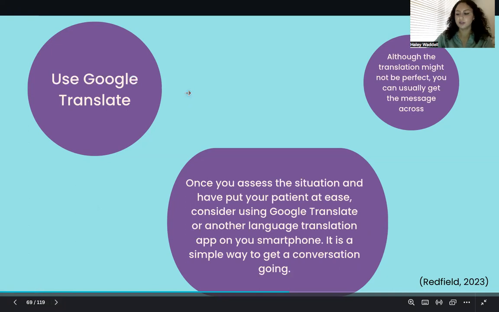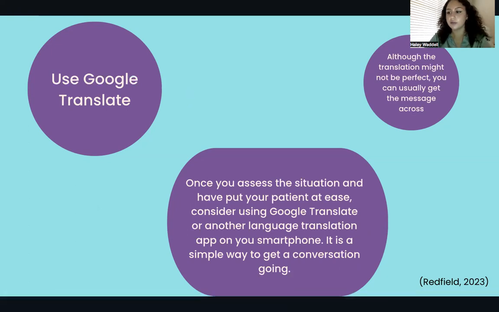So one thing that you can use, and we all have it on our phone, is Google Translate. Once you assess the situation and put your patient at ease, so they know you understand what's going on right now, you can consider using Google Translate or another language translation app on your smartphone. It is a simple way to get the conversation going. We all have our phones on us all the time, so really take advantage of that.